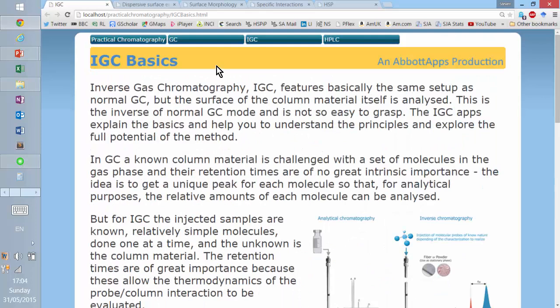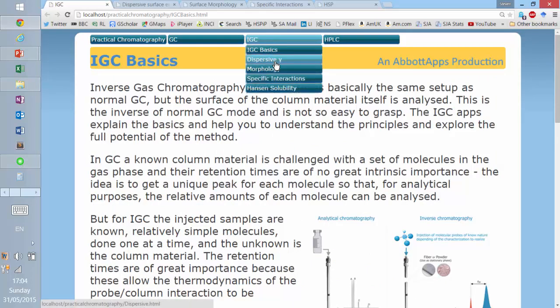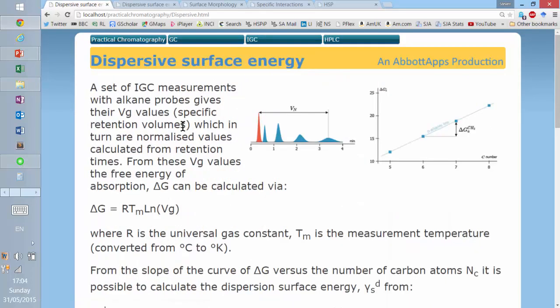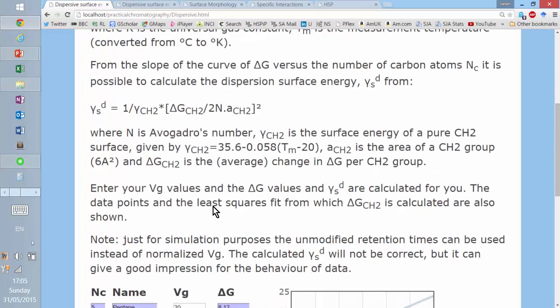Okay, that's a background one. Now let's show this doing something for real: measuring the dispersive energy of a stationary phase. Here's the experiment. We would inject different probe molecules, pentane, hexane, heptane, octane, for example. And these are the retention times, and then these are translated into VG values, as I said before.